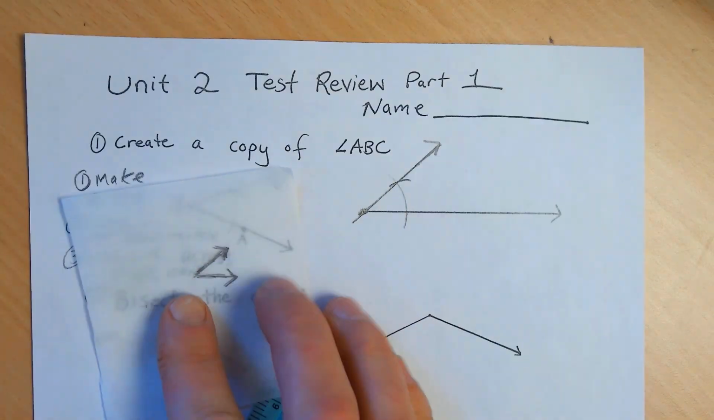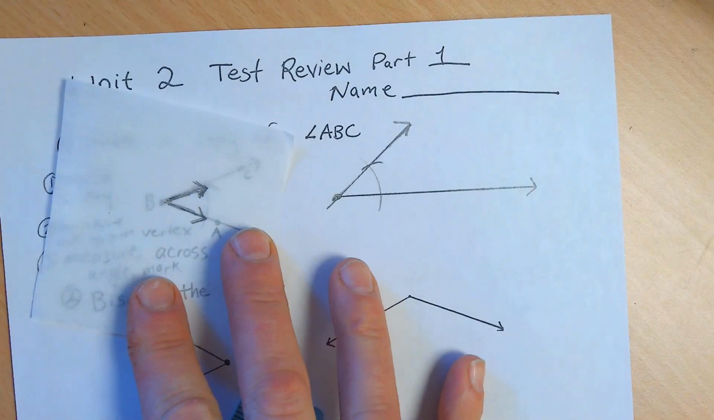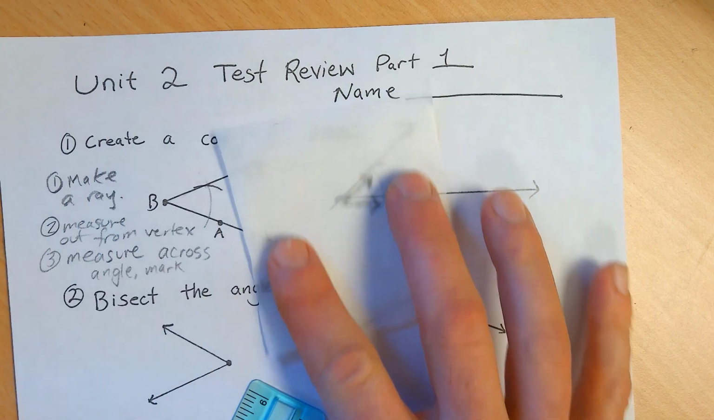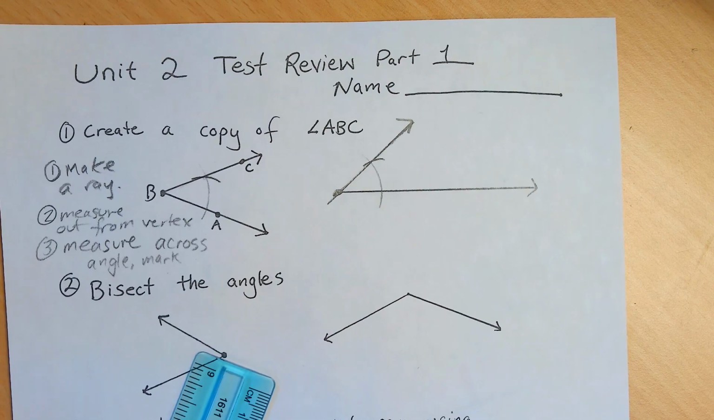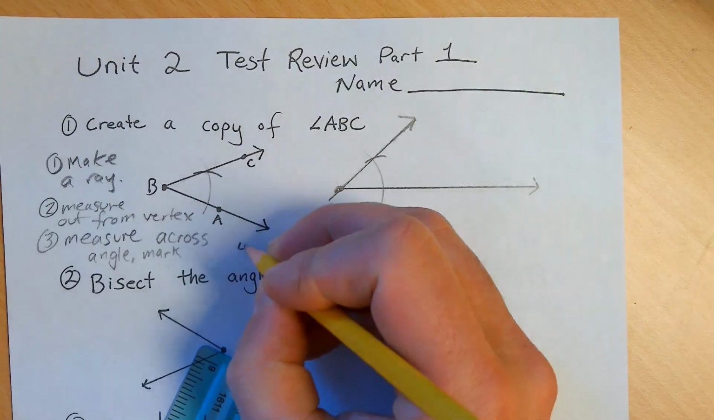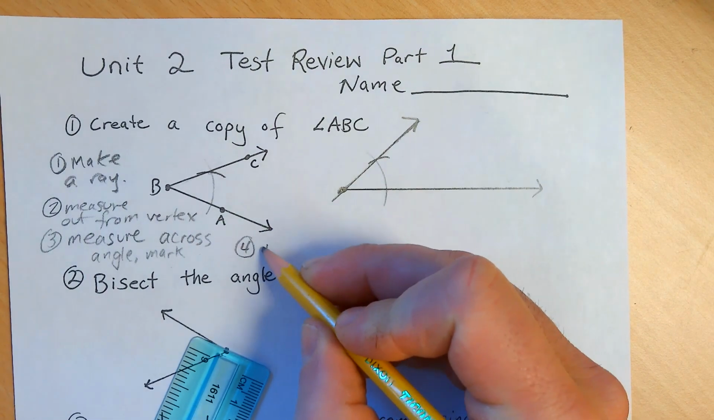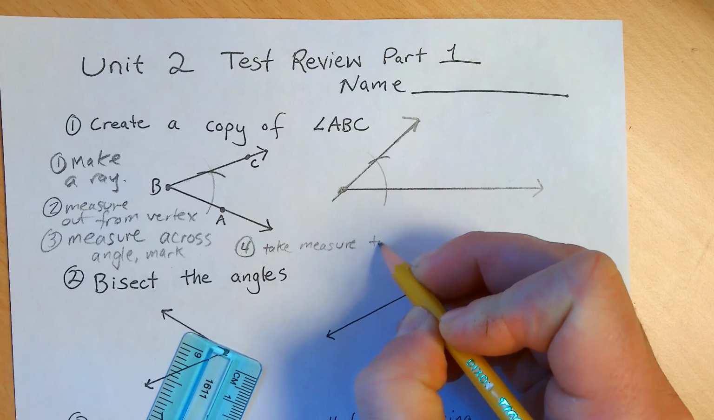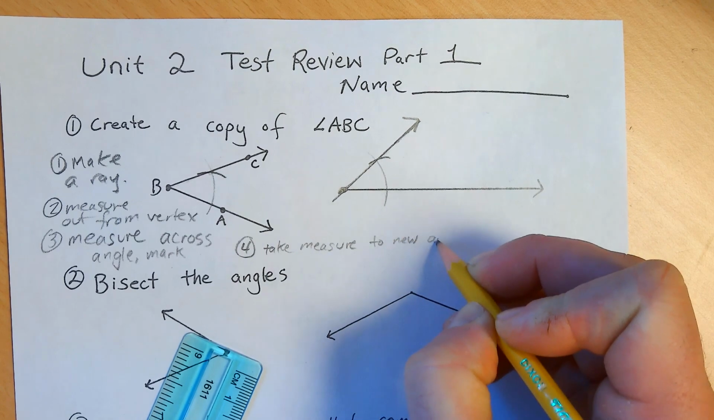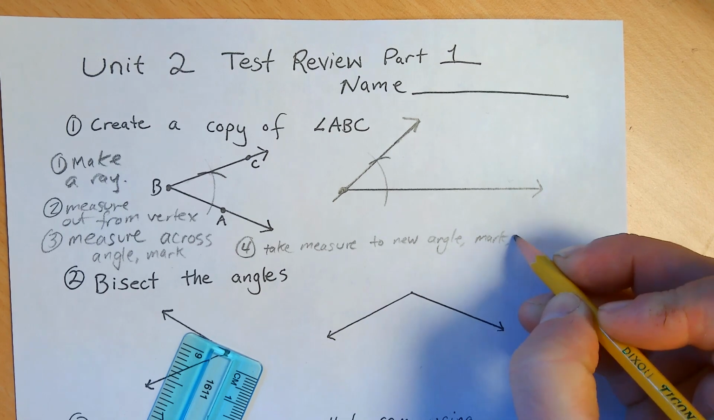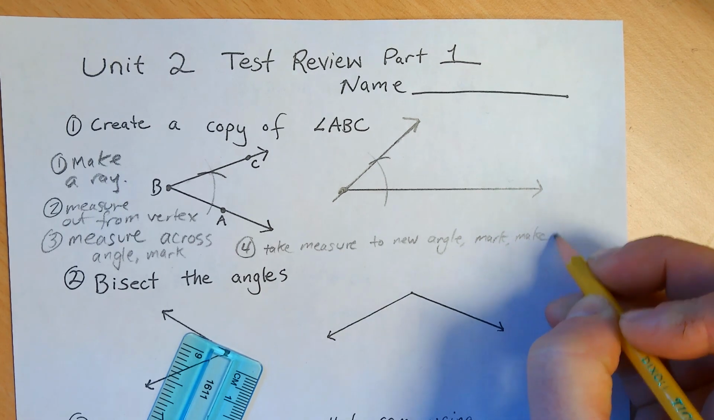And did we copy it? There and there. So yay. Success. So I guess step 4 was take measure to new angle, mark, and make ray.